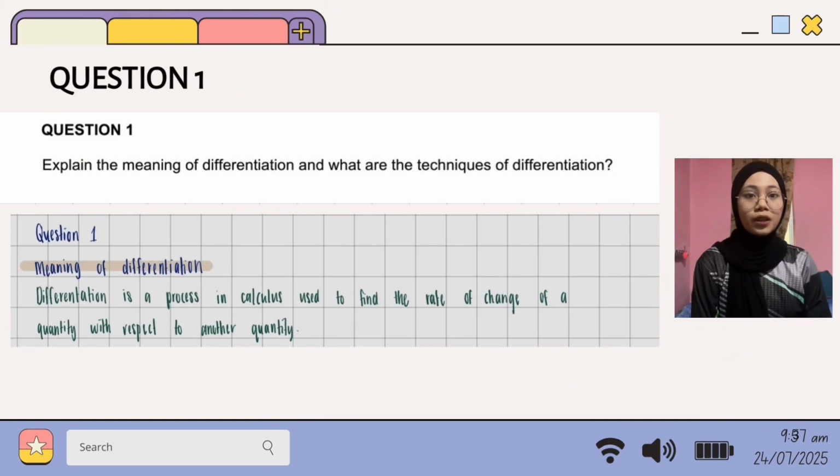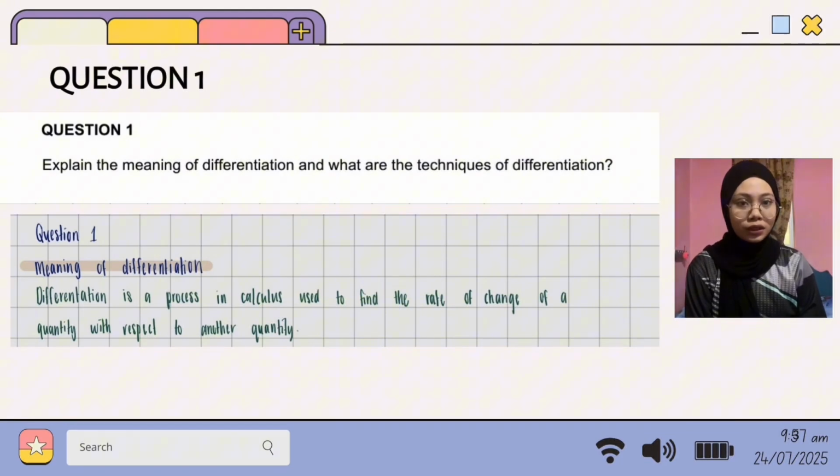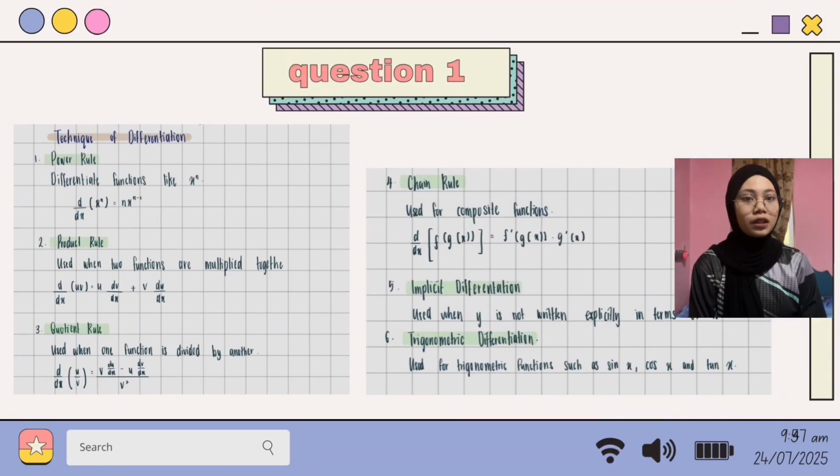Question number 1. I will explain the meaning and technique of differentiation. Differentiation is a process used to find the rate of change of a quantity with respect to another quantity. Some techniques of differentiation are: number 1, power rule, d over dx of x to the power n equals n x to the power of n minus 1.